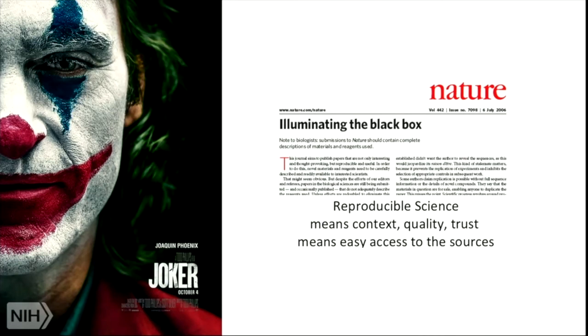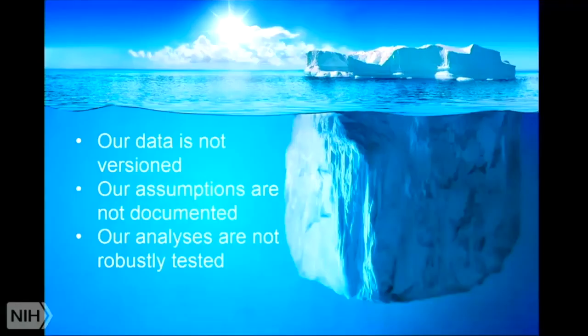Clearly, we think this is very, very important, okay? But this is only part, this is the tip of the iceberg. It really is the tip of the iceberg, okay? Because the data that we have, we may have good data, CDEs, these are crucial, but it's not versioned. Our assumptions aren't documented, because there are a lot of assumptions that are taken from some raw data into something that we share with people, and our analyses are not robustly tested.